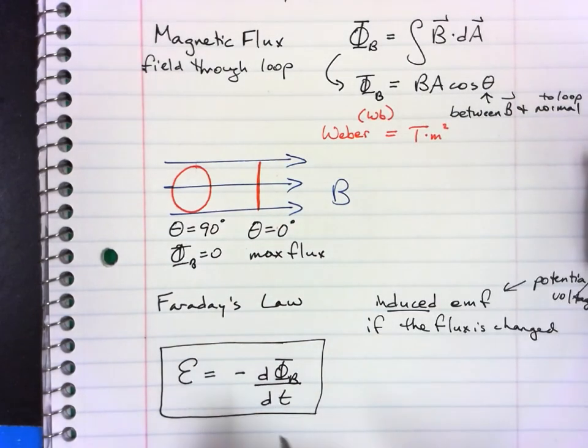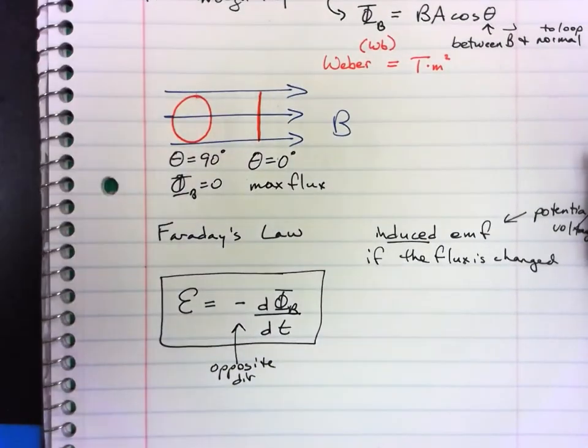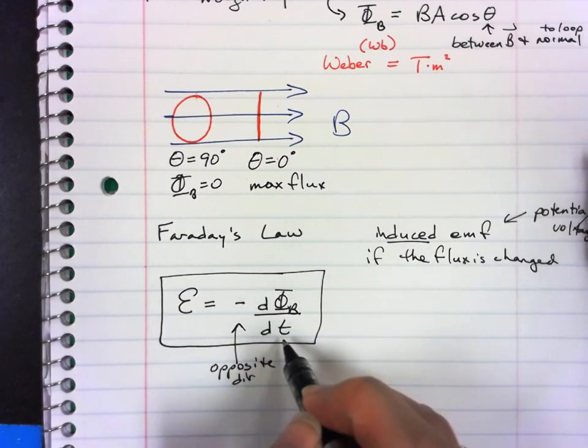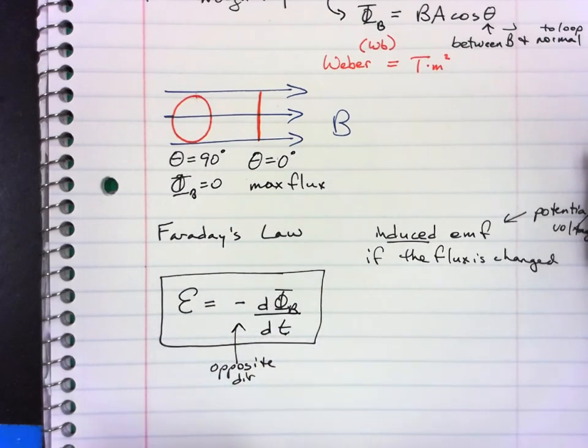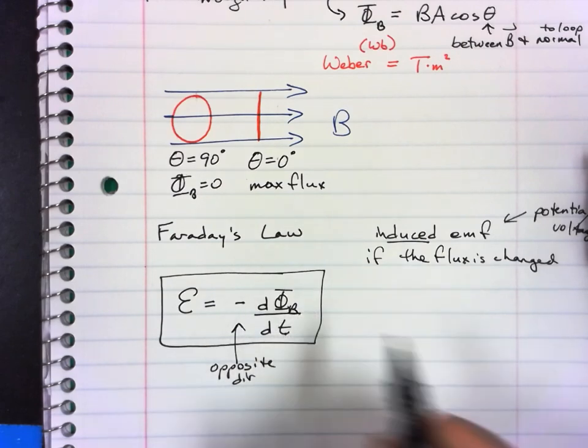So let's talk about a couple of pieces. One, the EMF is induced in the opposite direction of the change. That is going to be something we're going to handle separately. So for today, you're really going to do absolute value. Nothing's going to be negative. Then we have the derivative, so that's the time rate of change of the flux. So we can change this 3 different ways.